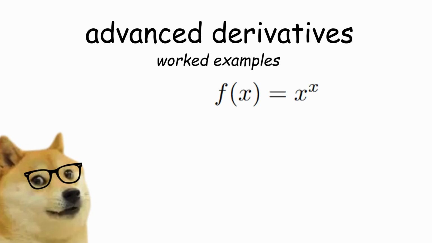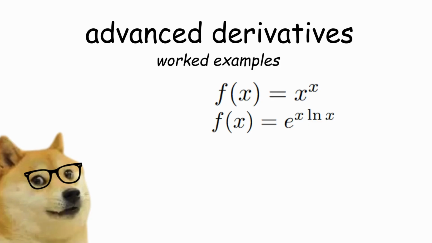This is a classic advanced derivative finding problem. And it looks really confusing and weird because it is. But as long as we just do what we've been taught, we know we're supposed to replace the base with e to the ln x, and we have this. So now we use the chain rule.